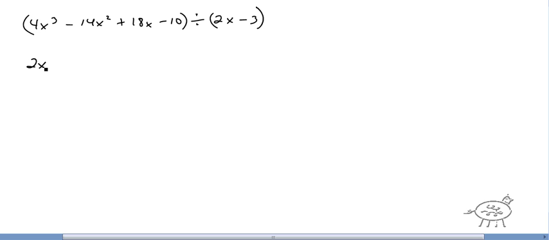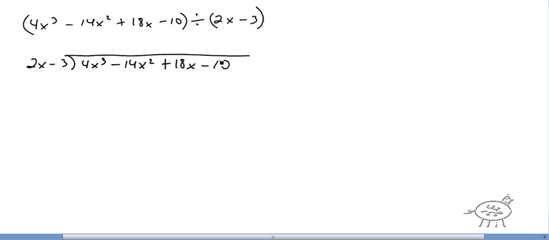If I said, and let me write it a different way, because I want you guys to understand it too. 4x cubed minus 14x squared plus 18x minus 10 divided by 2x minus 3. Okay, so I'm going to write that as 2x minus 3 divided into 4x cubed minus 14x squared plus 18x minus 10.